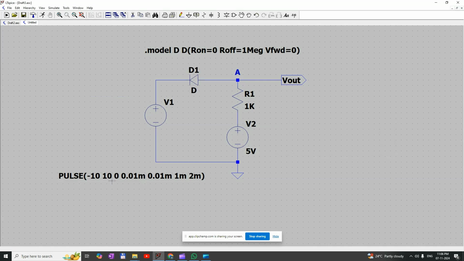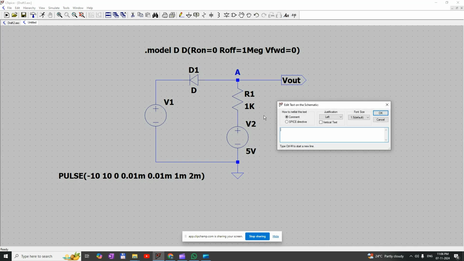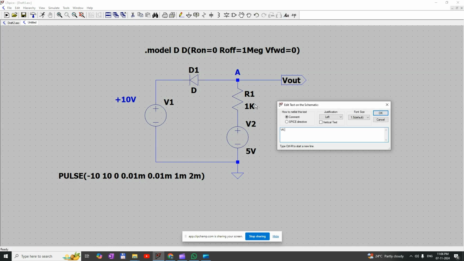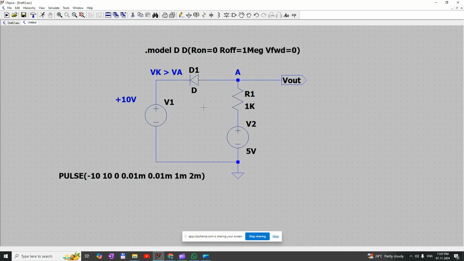Similarly, in the positive half cycle, we are going to apply plus 10 volt in the source. Once we apply plus 10 volt, the voltage at the cathode is more compared to the voltage at the anode, so the diode will turn off. Once the diode is off, there is no connection between node A and the input terminal, so we are getting constant 5 volt. In the positive half cycle, we are getting plus 5 volt at the V out, and in the negative half cycle we will get minus 10 volt at the V out.